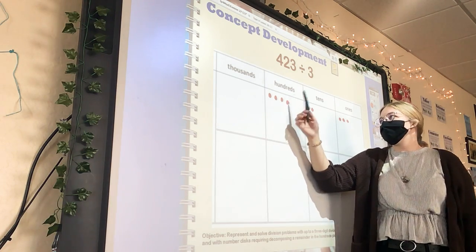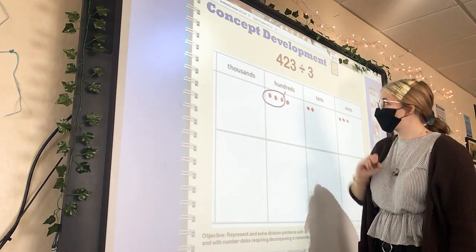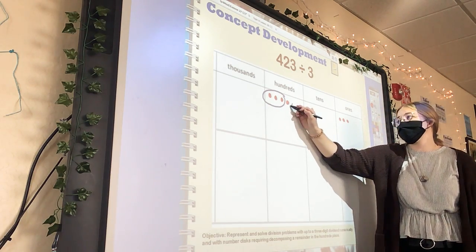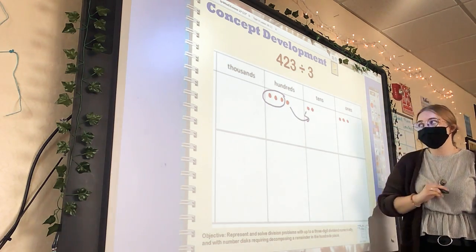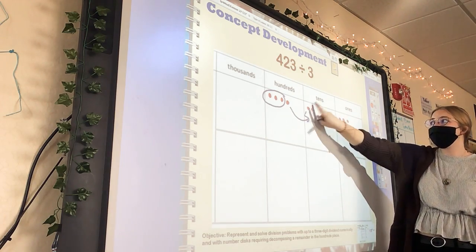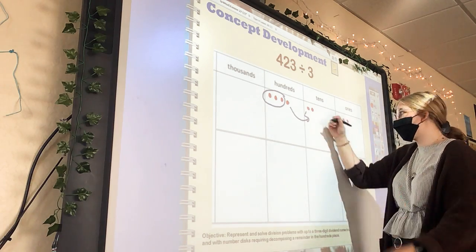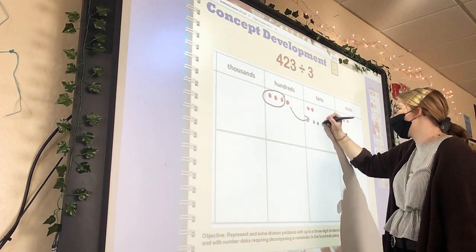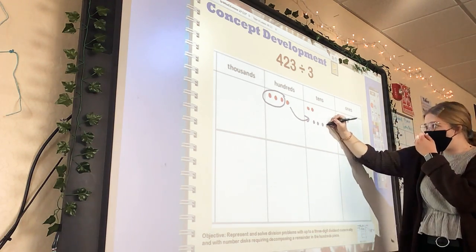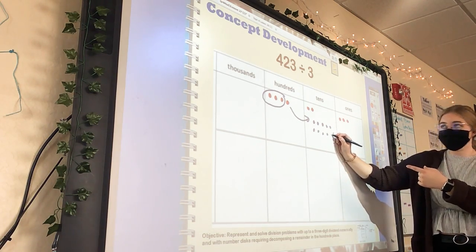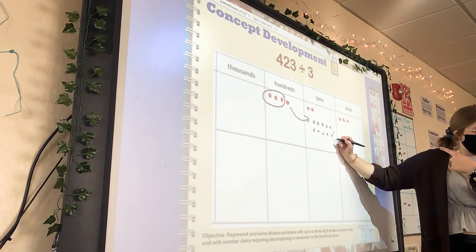So 1, 2, 3, I circle it. Do I have enough to make another group of 3? No. So this one left over has to move over here, and it explodes into 10. I had 2, and then I need to add 10 to it. So 2 plus 10 is 12. So I should have a total of 12 in my tens place. Does everybody understand what went down there? Yes. Any questions? No.